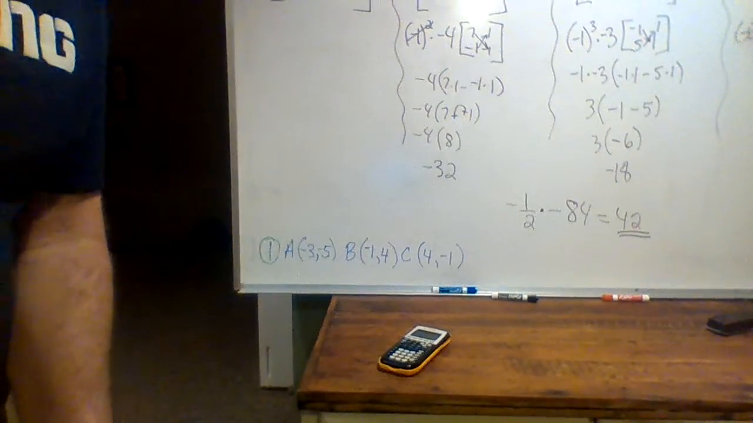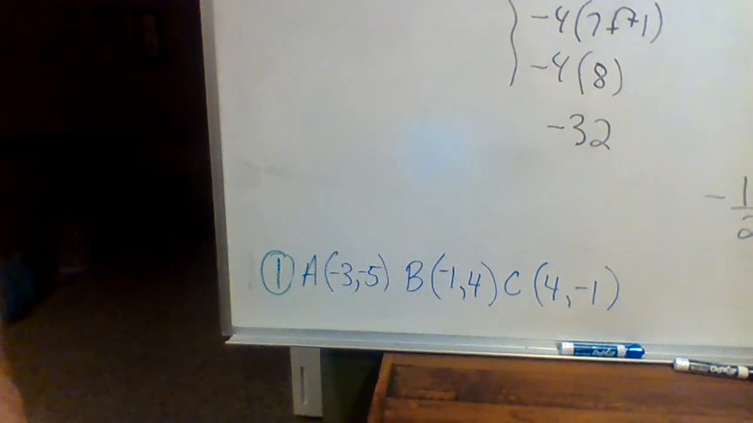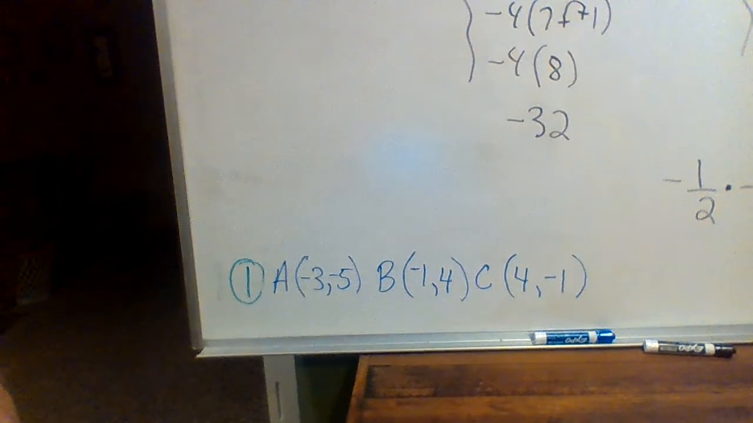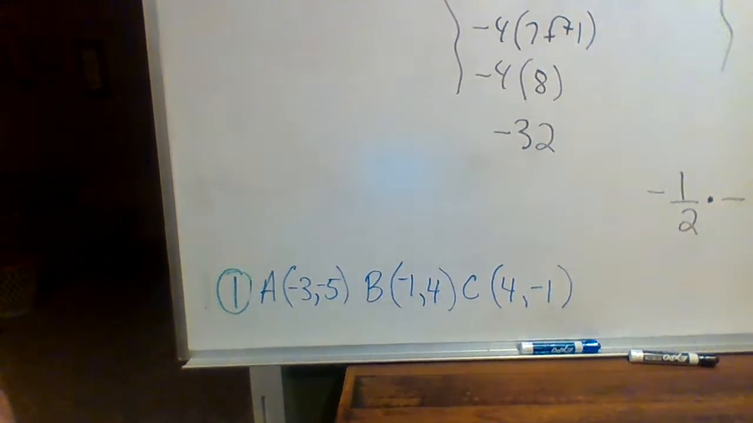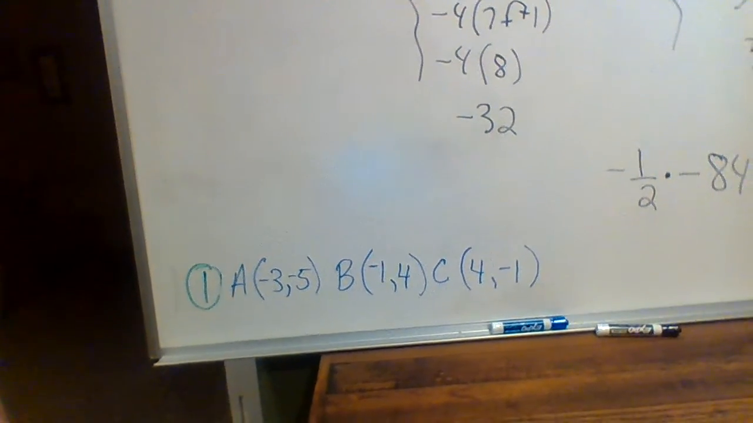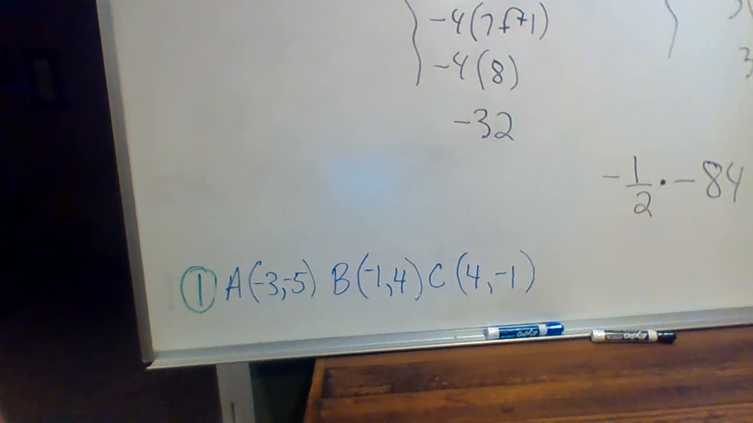Okay, there is the triangle that you're going to try on your own. Okay, negative 3, negative 5, negative 1, 4, and 4, negative 1. Okay, pretty similar to the one I just did. It's got negatives in it. It's going to be a little more challenging. Okay, but try to follow those steps the best you can.